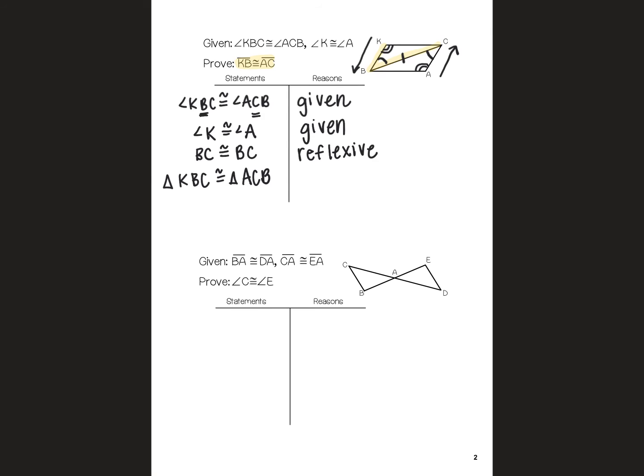Looking at our marks, we have two angles and a side. So this is going to be angle, angle, side. And then finally, we can prove now that those other two sides are congruent because CPCTC, which again stands for corresponding parts of congruent triangles are congruent.